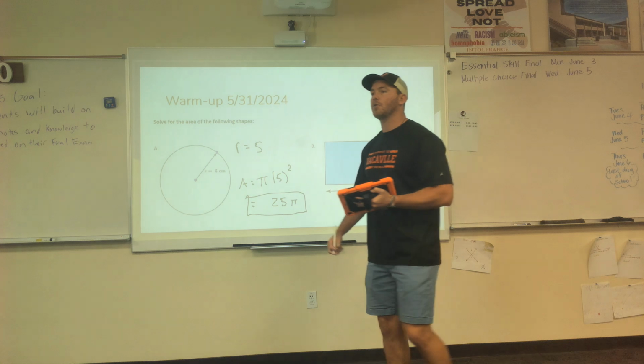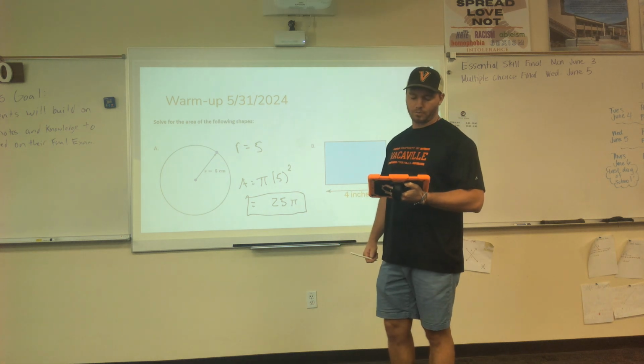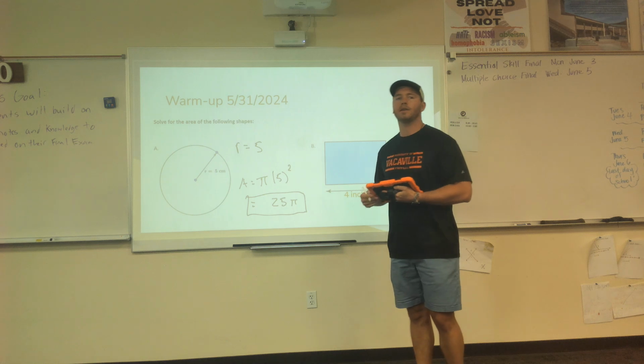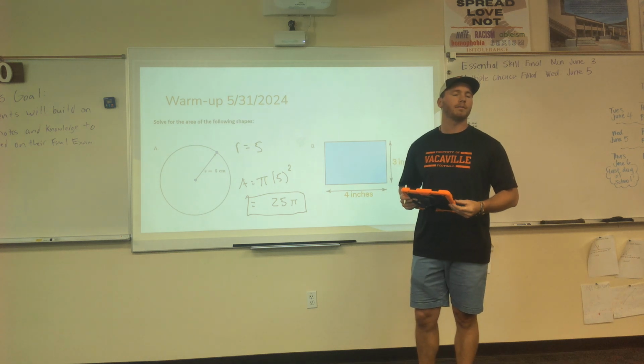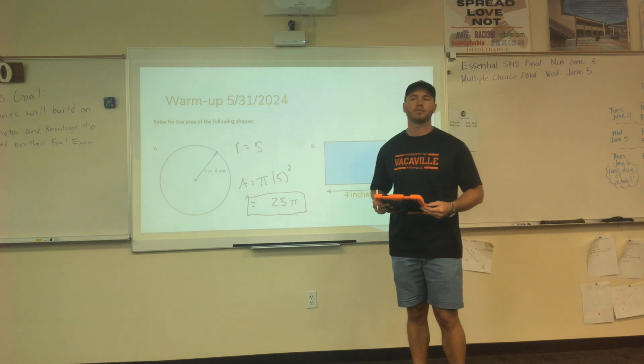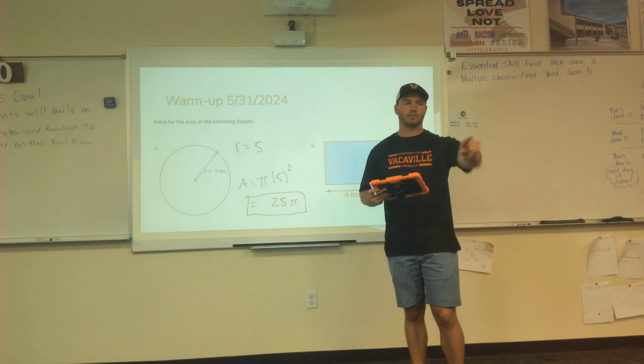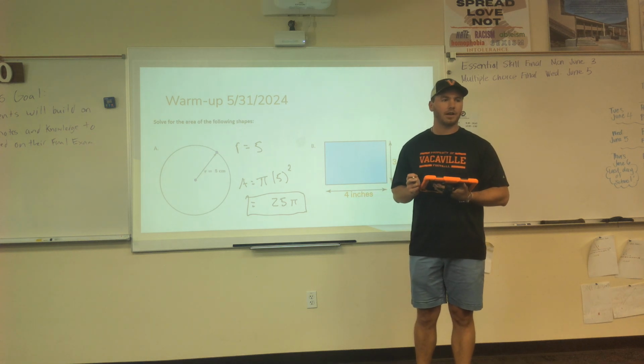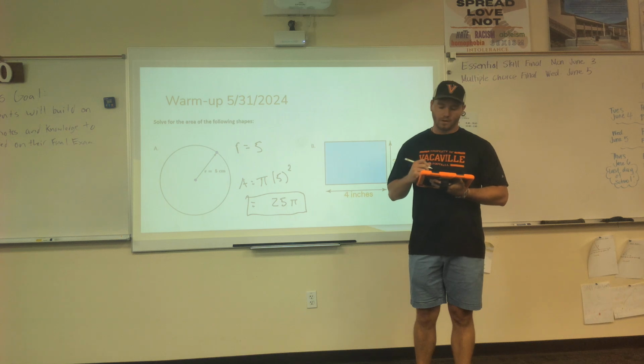Sweet. Any questions on how we did number 1 or part A? All right, going over to part B. Do I have a volunteer for part B? The area of that rectangle? Yeah, just the area. We do 4 times 3.